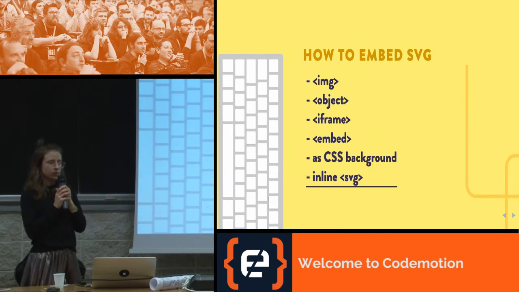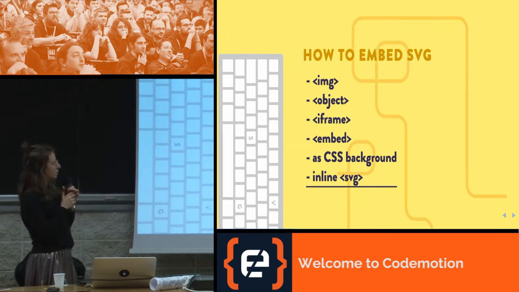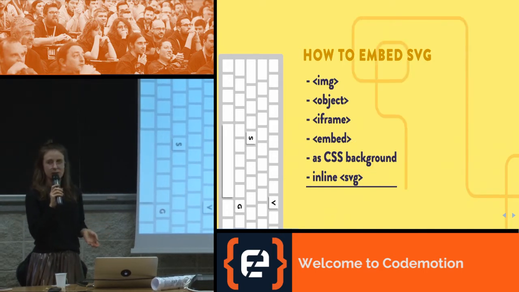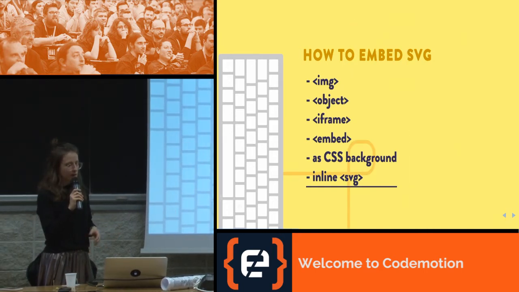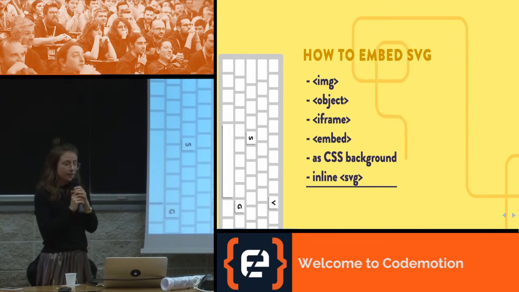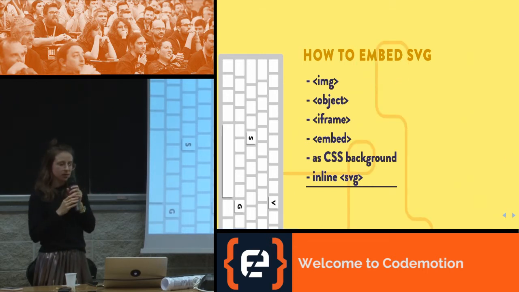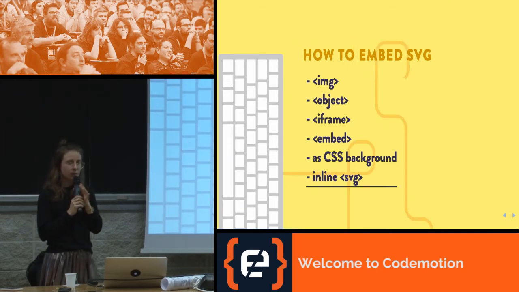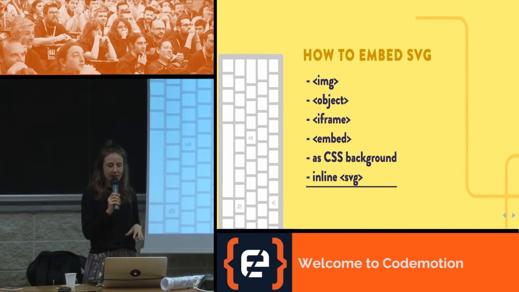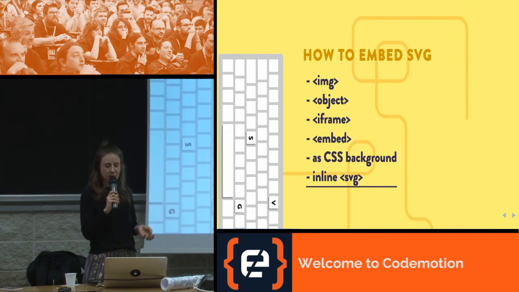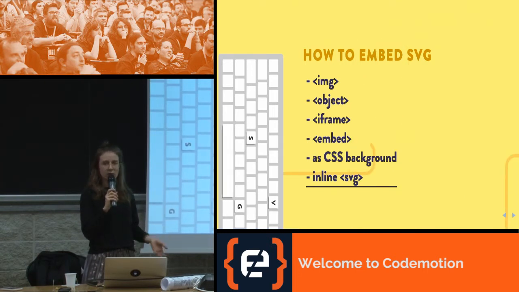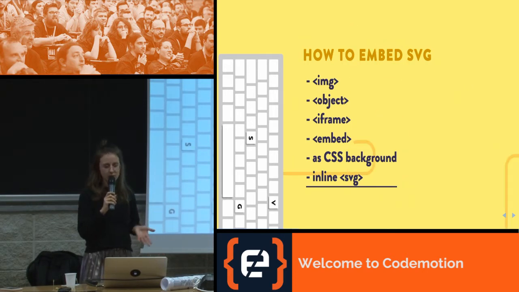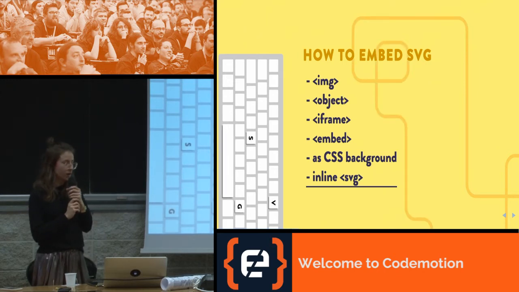Okay, so we know how to create the graphics. We know how to save it. And now it's time to finally place our graphics on the web. There are many options, as you can see. But each of them has some pros and cons, and it depends on what you want to achieve in the end. You can just add SVG and display it on the website, just like typical image files, like PNG or JPEG, using the IMG tag. So it's simple. You just give the path to the SVG file.